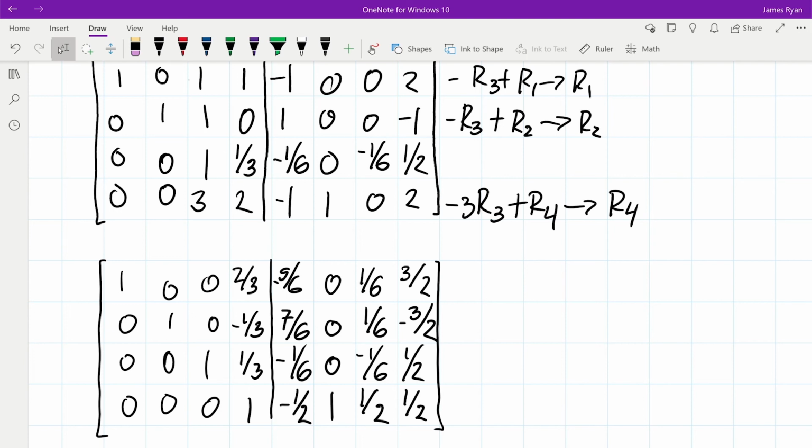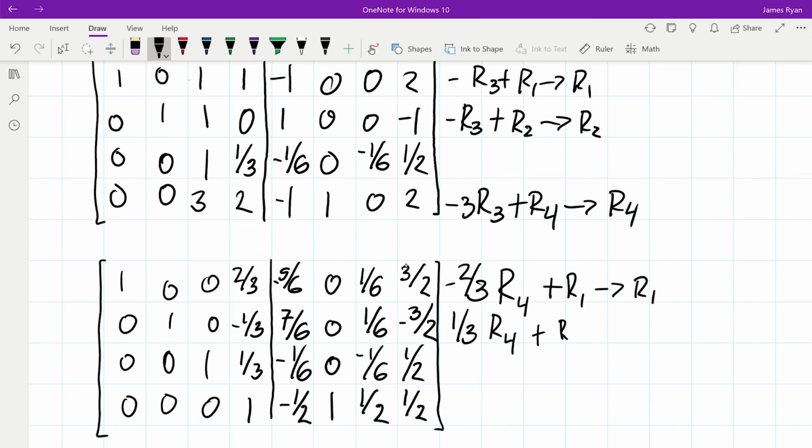So we want to eliminate the final column, and to do that, we will add negative 2/3 times row 4 to row 1. That would become the new row 1. Positive 1/3 times row 4 plus row 2 will become the new row 2. And negative 1/3 times row 4 plus row 3 will become the new row 3.